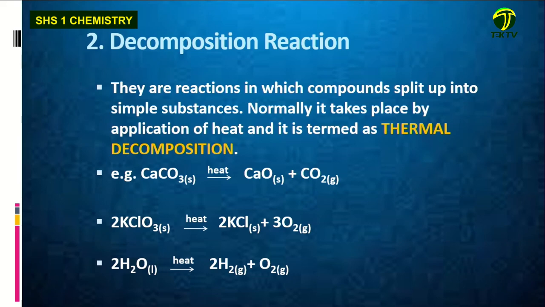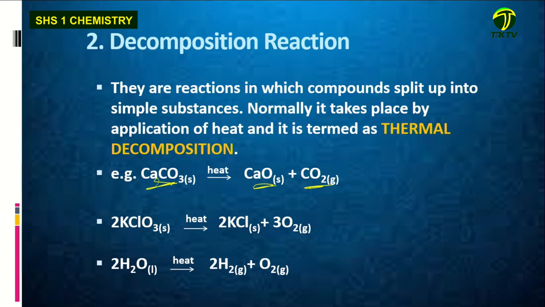We have decomposition reaction. In this reaction, a compound breaks into its constituent species. And normally it is accompanied by applying heat. We call it thermal decomposition, where thermal represents heat. So when we take calcium carbonate and we heat, it will break to give us calcium oxide and carbon dioxide, which is a decomposition. So this compound will break to give us this.